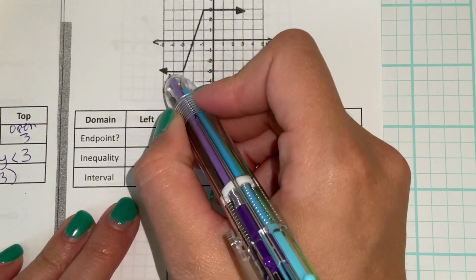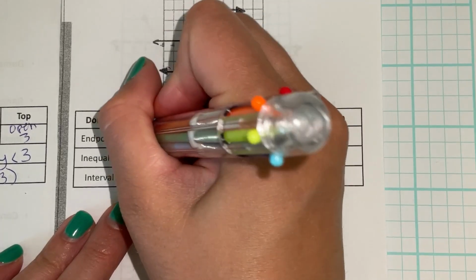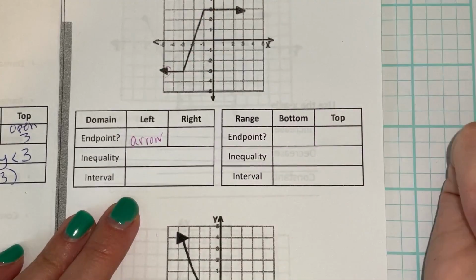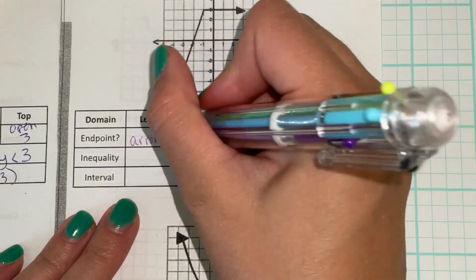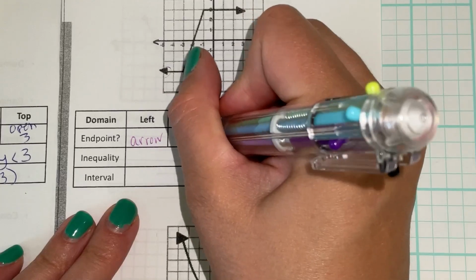The leftmost we can go is an arrow, and all I'm going to write is arrow. If you have an arrow, that's all you need to write. The rightmost we go also ends with an arrow. So we have 2 arrows.